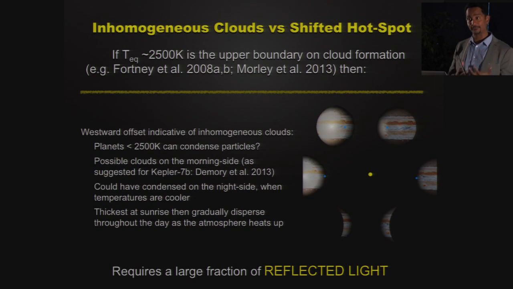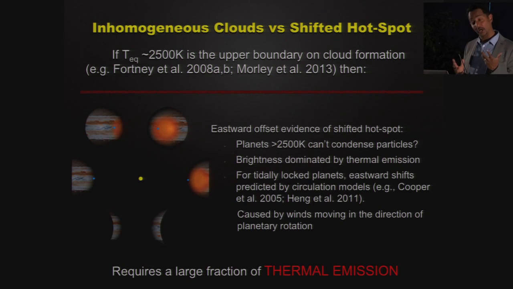In other words, for the reflected light dominated cases, it may be that the planets are cool enough that particles could condense and form clouds on the morning side, and these clouds are peaking as the morning side comes into view and disperse gradually through the rest of the day as the planet's atmosphere heats up. At least it makes for an interesting story. And for the hottest planets, where the temperatures may be too hot for the particles to condense, the brightness may well be dominated by the thermal emission.